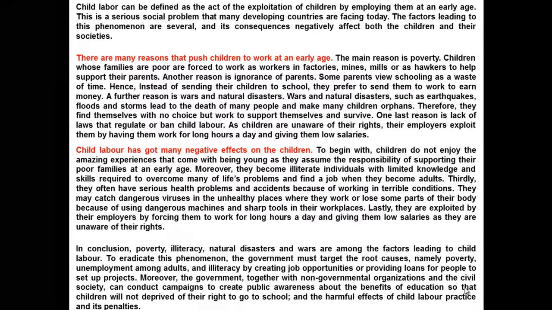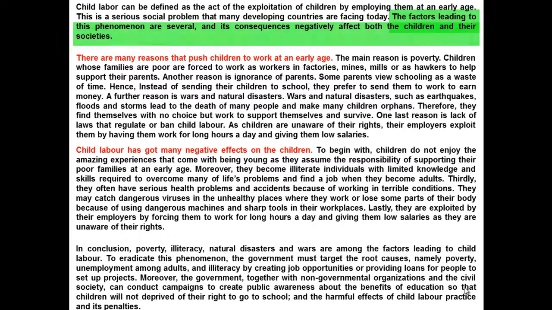So here is an essay about child labor causes and effects. Its body is developed using the block format. So as you see, the causes and the effects of the phenomenon are discussed in separate paragraphs. We do not relate the causes of the phenomenon to their effects. No, they are discussed separately.